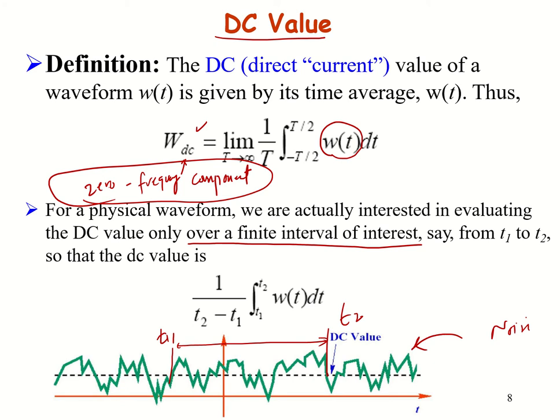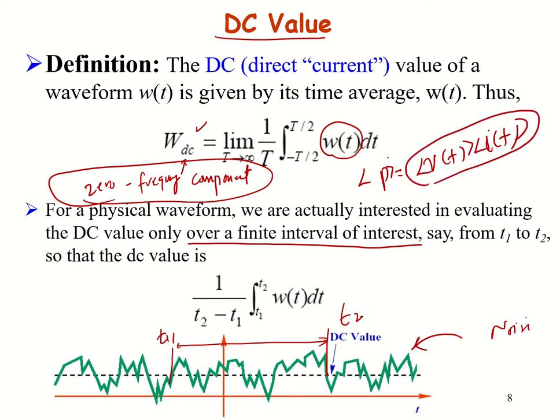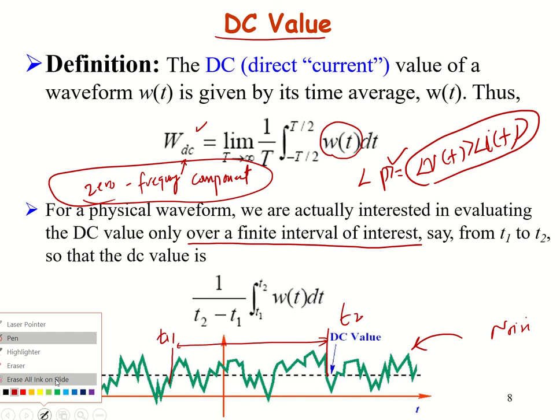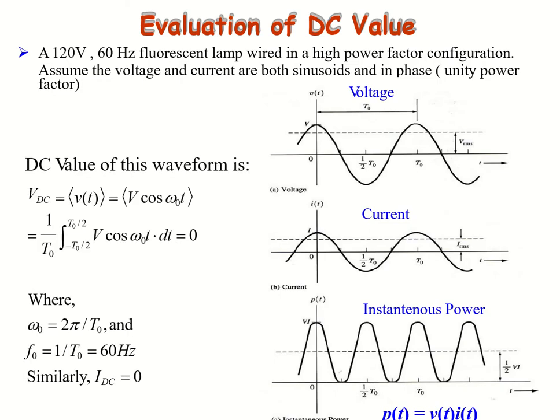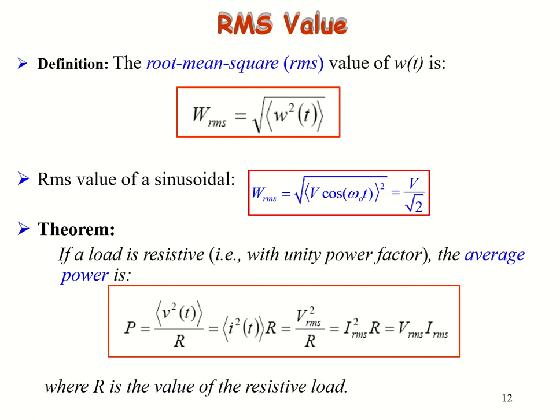If you want to calculate the power of a signal, power is basically the multiplication of the voltage and the current. So we can also calculate the average power. We can calculate the average voltage, the DC voltage, and the average current, and multiply them to get the average power of the signal. There are examples relevant to this which we will see in the live session.